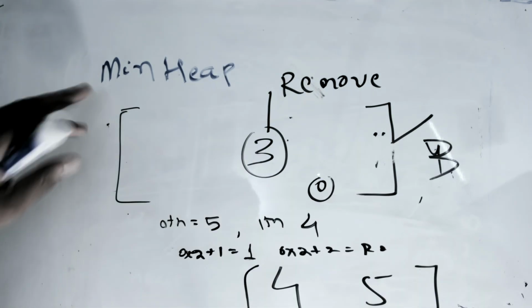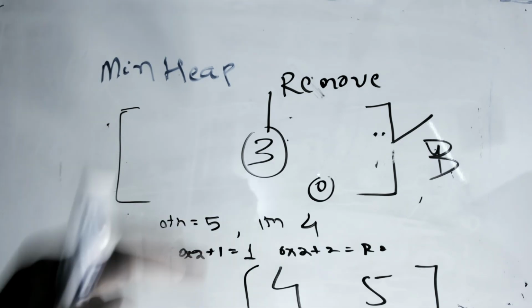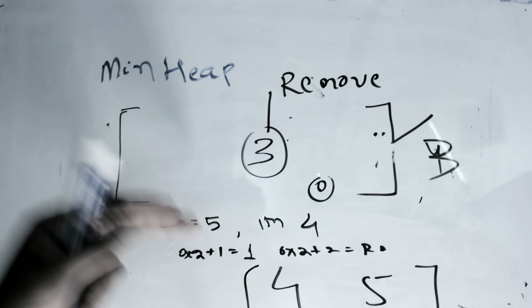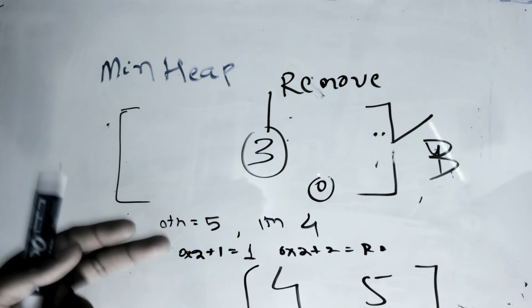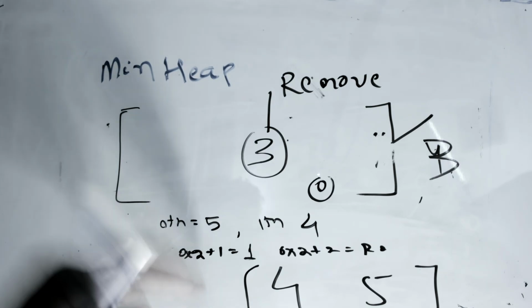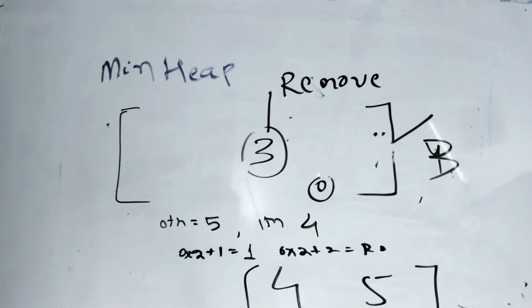So this is for min heap. For max heap, just the compare logic will change. Here we are checking for the minimum item and swapping. For max heap, we just have to check for the max item and swap it. That is the same. And every time we have access to our top item in O(1) time.